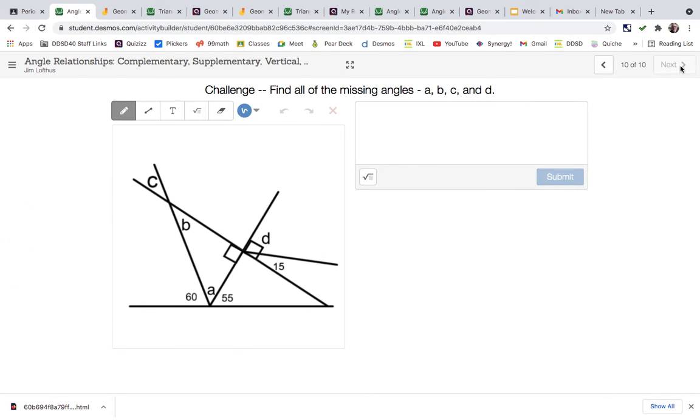And the last one, find all of the missing angles A, B, C, and D. All right, so this is 90 right here, and this is 90 right here. So D is equal to 90 minus 15. So 90 minus 15 is 75. So D is 75. We'll put that over here. D equals 75.